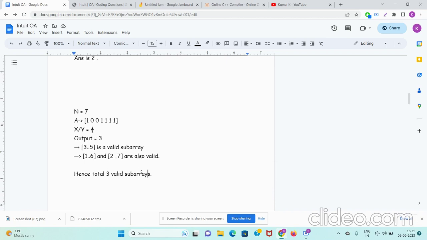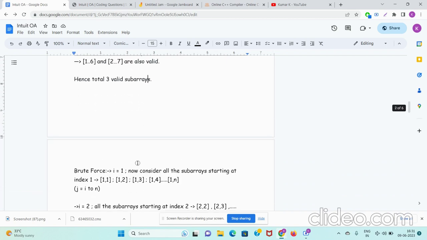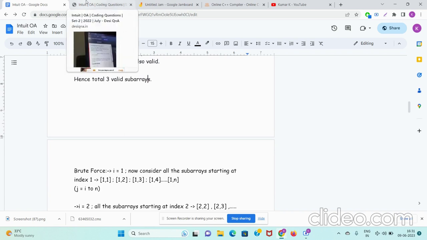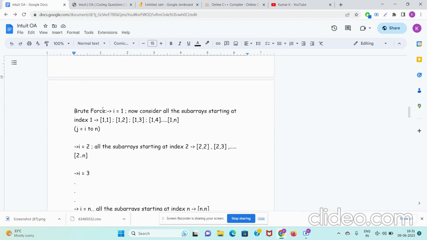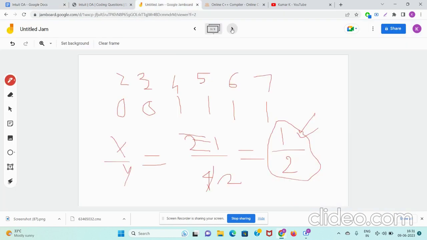So guys, now what will be the brute force solution to this? It's very easy to imagine. All you have to do is consider all the subarrays and check if those subarrays are valid or not. If the subarray is valid, you increase the counter. If it is not valid, you don't increase the counter. As simple as it could get.